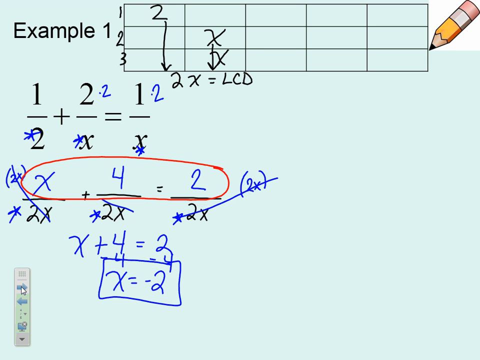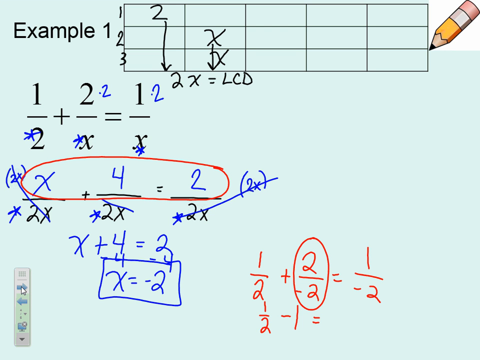Now let's check it and see if it works, just to be sure. If I take that -2 and plug it back into the original equation, I have 1/2 plus 2 over -2 equals 1 over -2. 1/2, this is -1, so 1/2 minus 1. Is that the same thing as negative 1/2 that's showing on the other side? Yeah, this is negative 1/2, so is this side. So it checks, it works out.